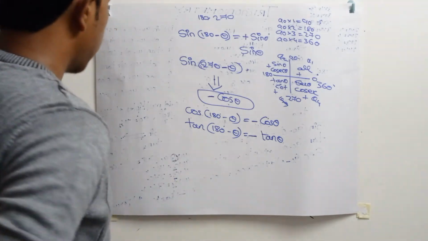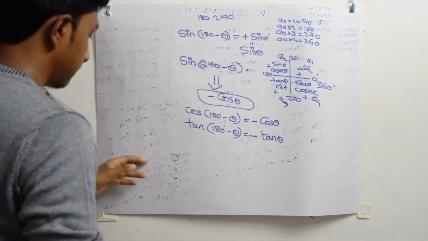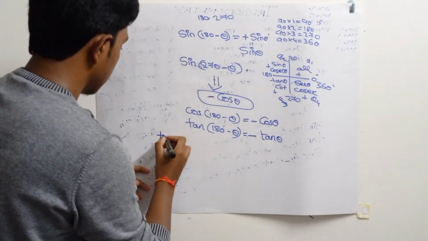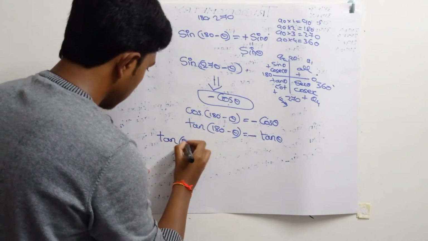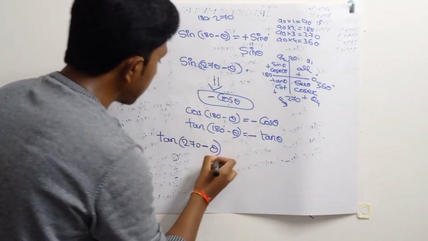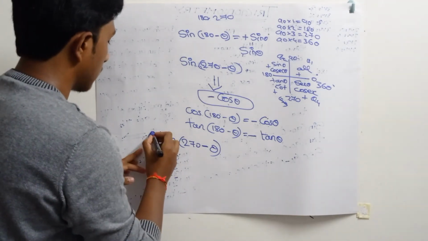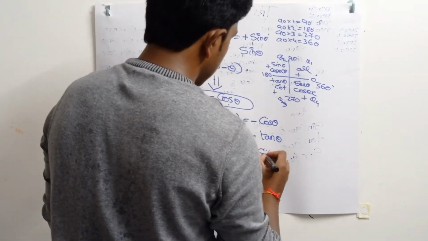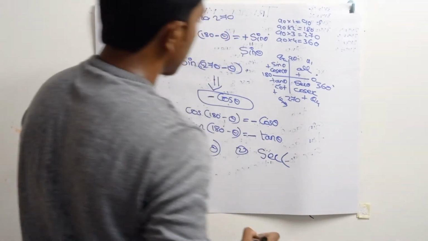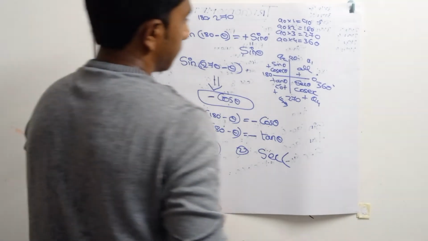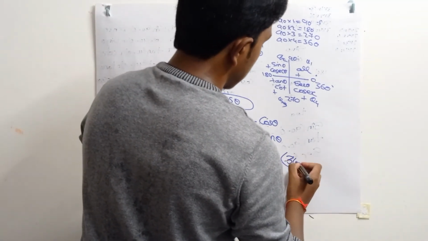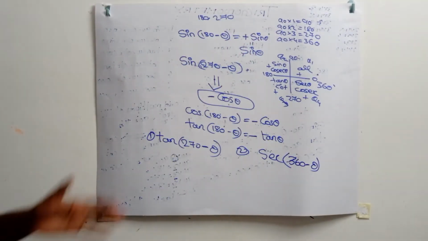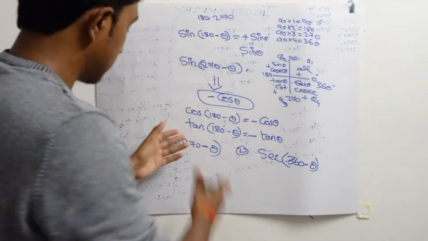Okay guys, now I will give you two sums. Do this. Tan 270 minus theta, this is the first one, and secant 360 minus theta. Do it the same way, guys, the same way we have been doing.